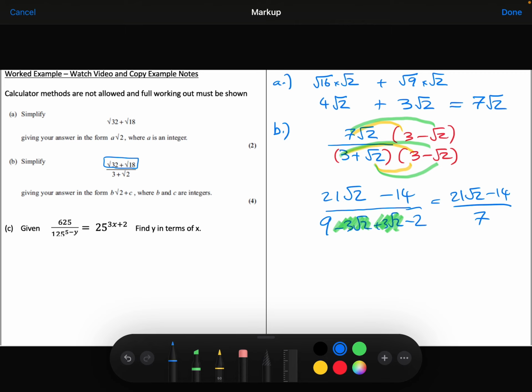And now I can see that both the 21 root 2 and 14 can be divided by 7. 21 root 2 divided by 7 is 3 root 2. 14 divided by 7 is 2. And so that is my answer for part B.